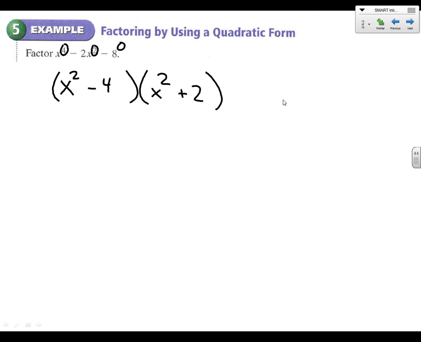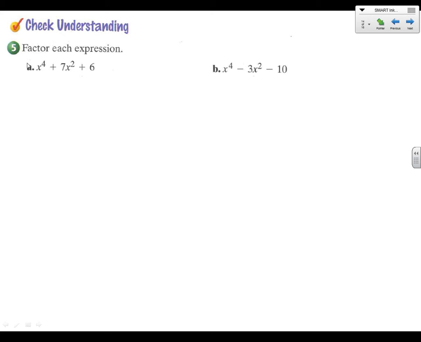All right, now you always have to check, can you factor again? And we can, because the first one here, x squared minus 4, is a perfect square. X minus 2, x plus 2. And then nothing we could do with x squared plus 2, so we'd have to leave that alone. All right, so that's factored all the way down. See if you can do the exact same thing with a and b here on understanding check number 5.